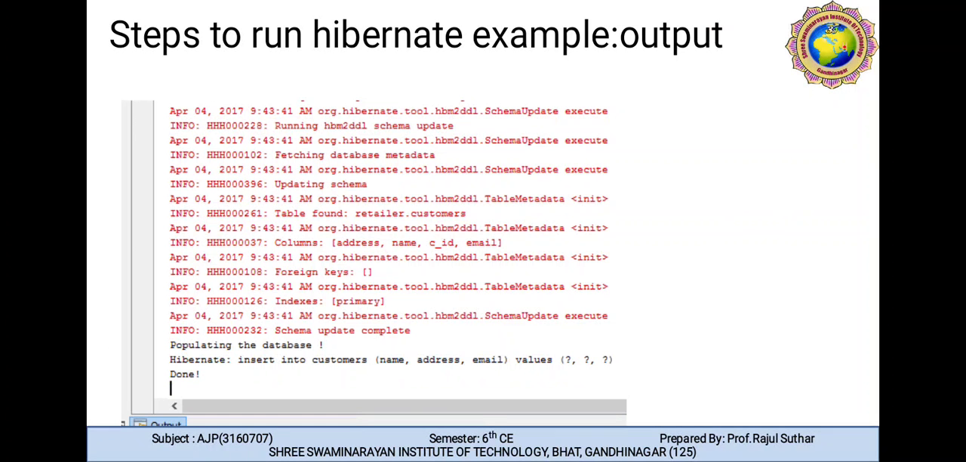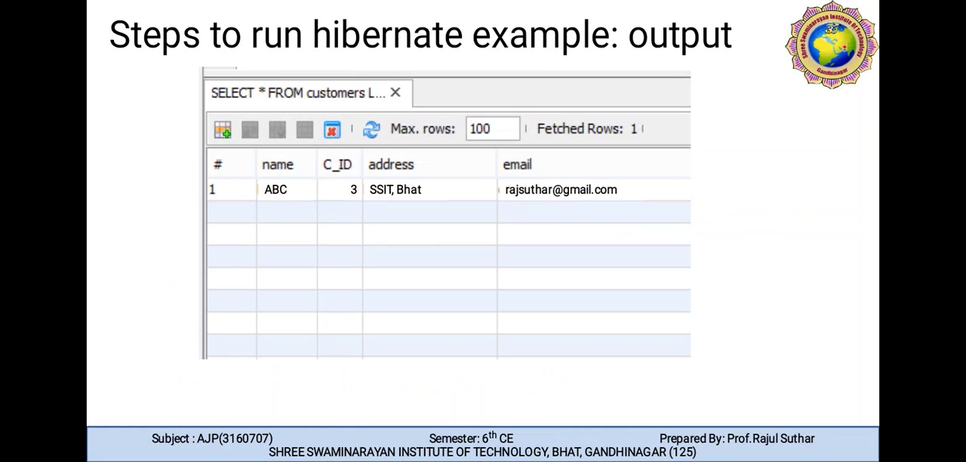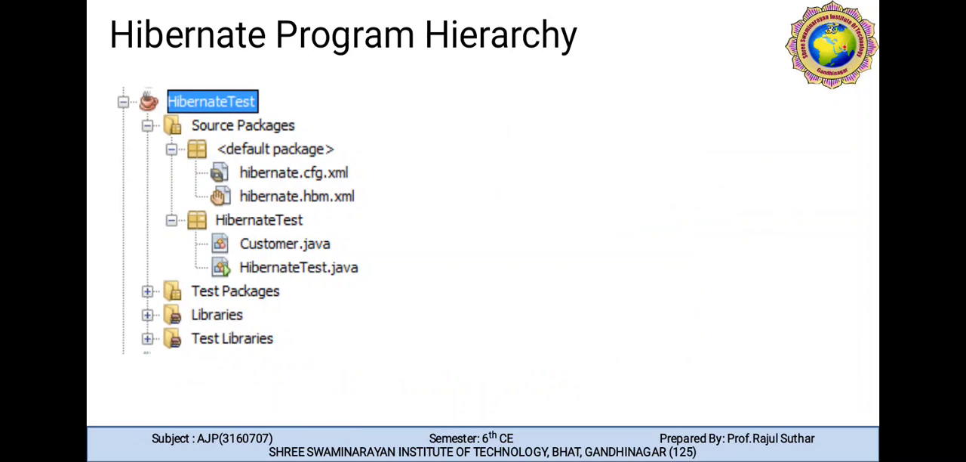So this type of compilation process will be covered while we compile and insert the data in Hibernate. So we insert any values into the customer table. After completing, the message Done will appear. This type of output will be displayed: your name ABC, CID 3, address SSID BART and email ID, whatever you have entered. In the Hibernate program hierarchy, we will discuss the next portion in the next video lecture.